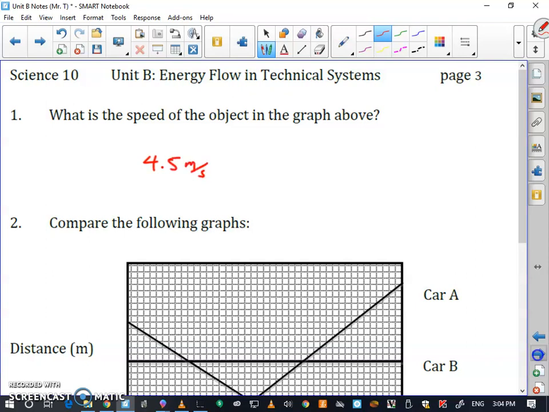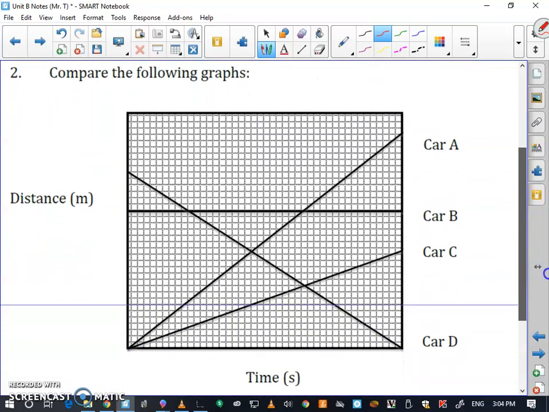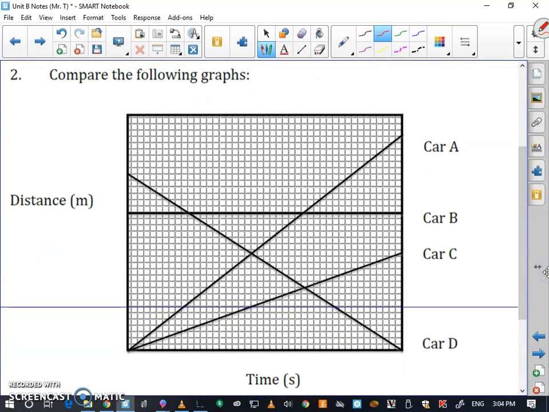Now, when it says compare the following graphs, such as this kind of thing, like what's really happening in the graph? Well, you can see car A, right? So looking at car A, some time started elapsing and it's going a certain distance. And so we'd say it's moving at a constant rate away from some reference point. Okay? So moving at constant speed, or you could say velocity in this case, but constant, away from a reference point.